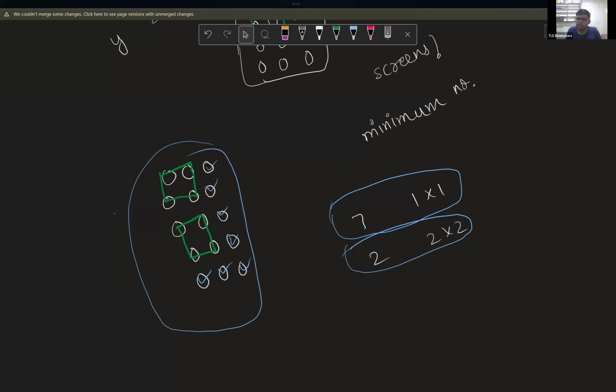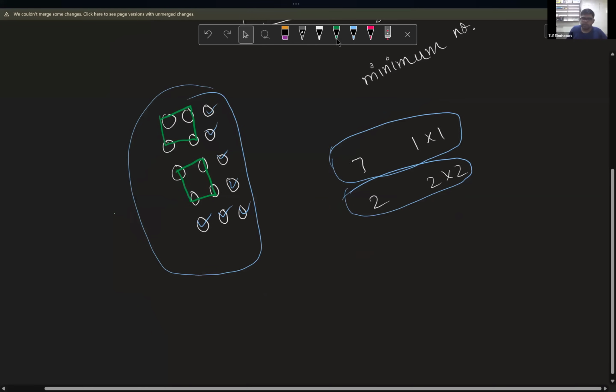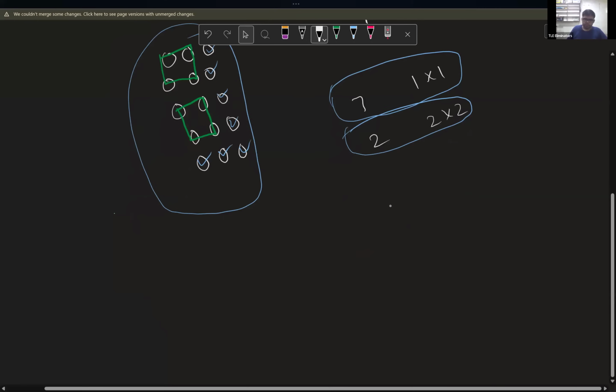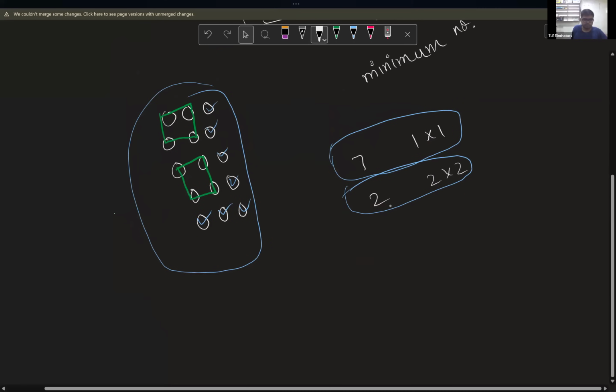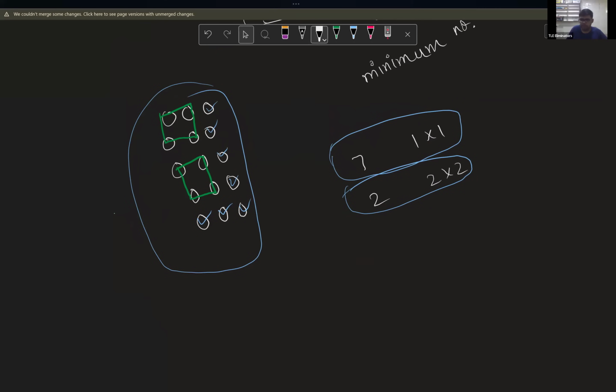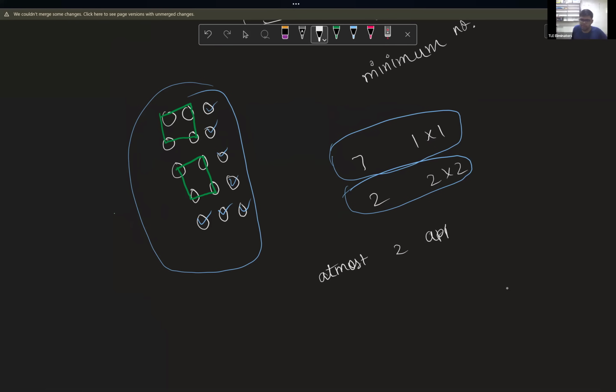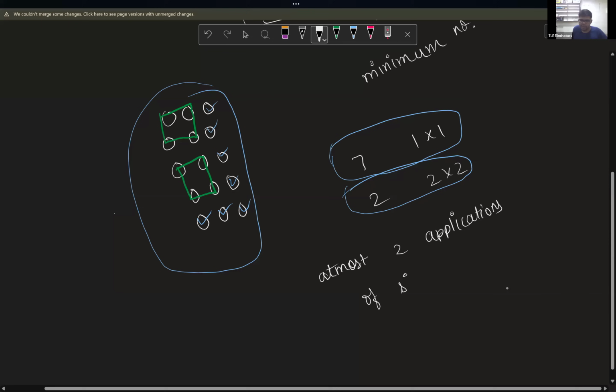I am assuming that the problem is clear since nobody said no. So here, the very first observation I had was the exact same observation which someone has actually mentioned in the chat, that in one screen you can have at most 2 applications of size 2 into 2, right?